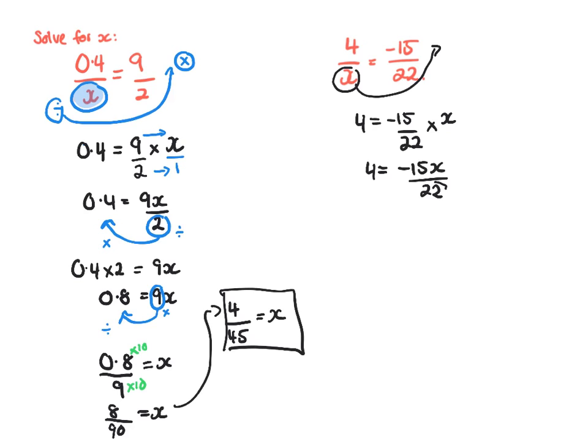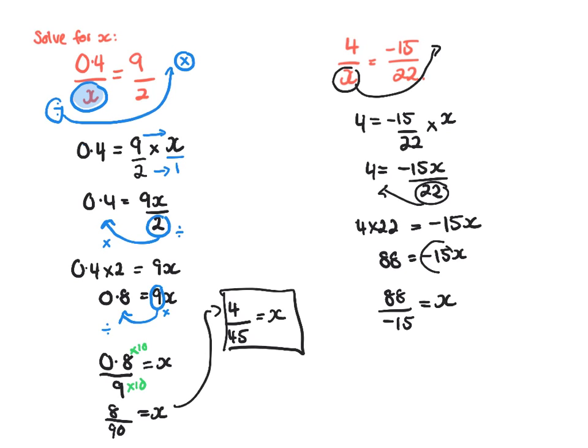I'm then going to move this 22 over. So it'll be 4 times 22 equals negative 15x. So I get 88 equals negative 15x, and then I'm going to bring the 15 over, it's timesing, so it'll divide on the other side, and x. And I'm going to leave it in fraction form. I know the back of the book might put it in mixed number, but I'd rather you leave it in a fraction form because that's an exact answer.